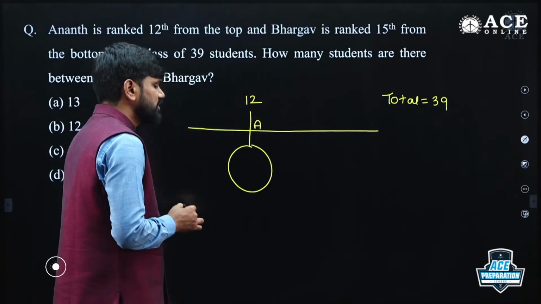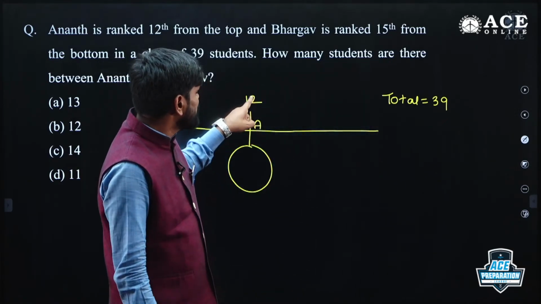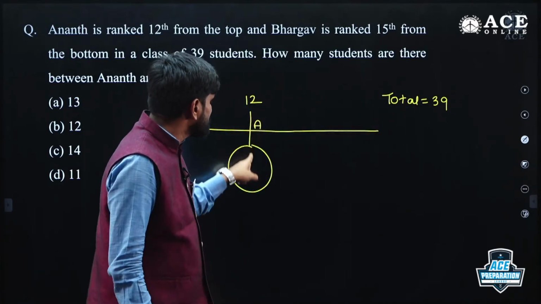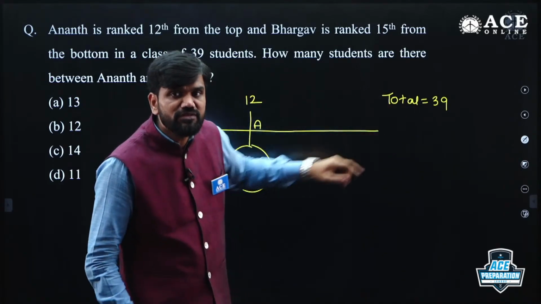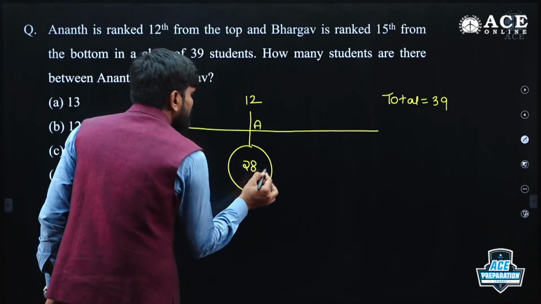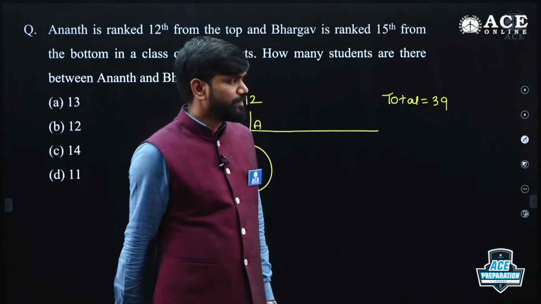From the bottom, how much will it be? I can find it because I know the total. If this is 12, 12 plus something should add up to 40. For that it should be how much, dear? 28. I have found out the position of Anant from the right end also.